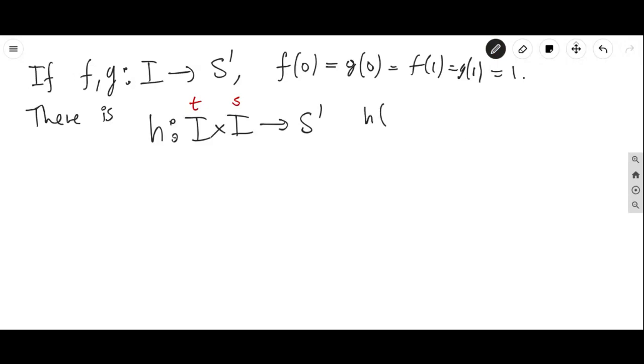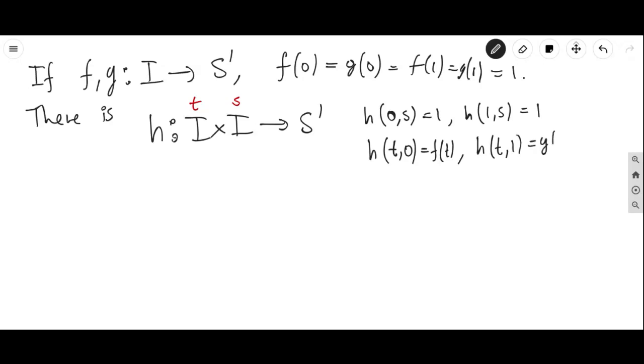H of 0, s would always be 1, and H of 1, s would always be 1, because those are the endpoints. The endpoints never move in a path homotopy. To quickly remind you, this is the difference between a path homotopy and a homotopy. A homotopy of continuous maps is just a continuous interpolation, with nothing about endpoints. A path homotopy is a continuous interpolation with the added requirement that the points stay unmoved throughout the interpolation. So this is a path homotopy. And then H of t comma 0 is the function f of t, and H of t comma 1 is the other function g of t.